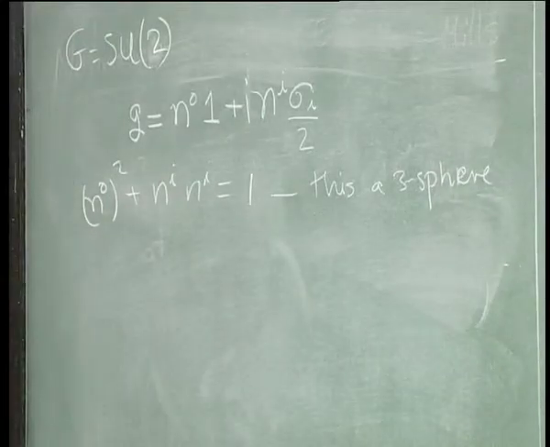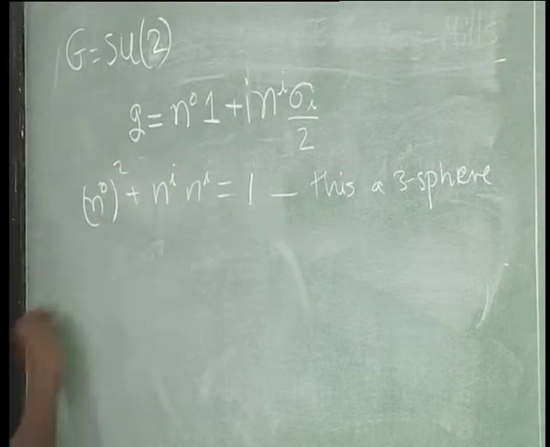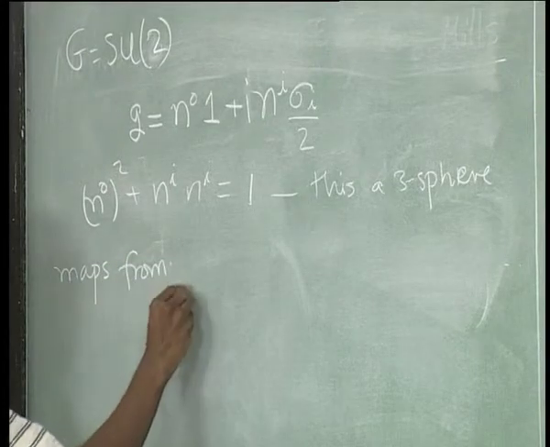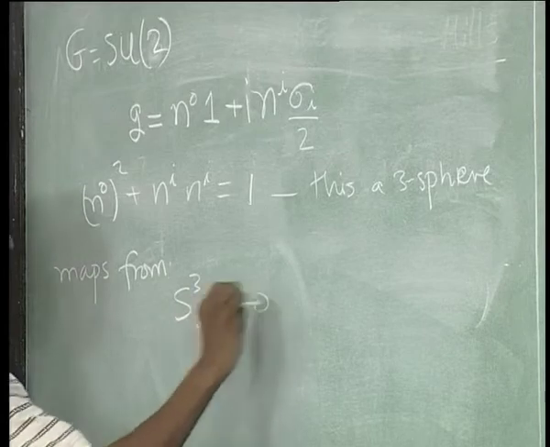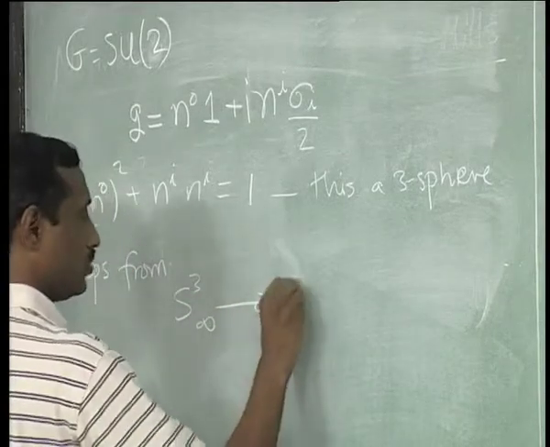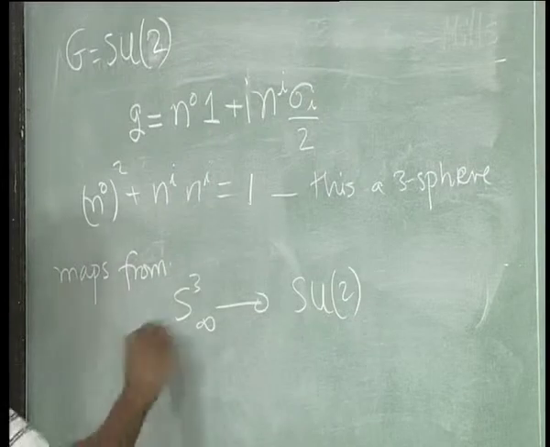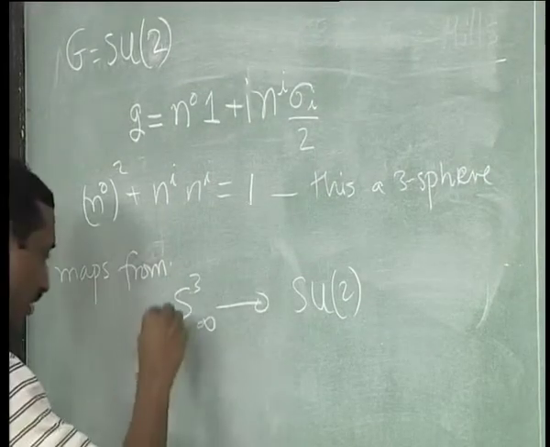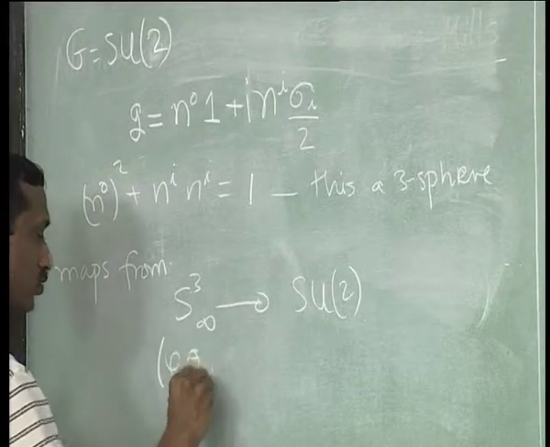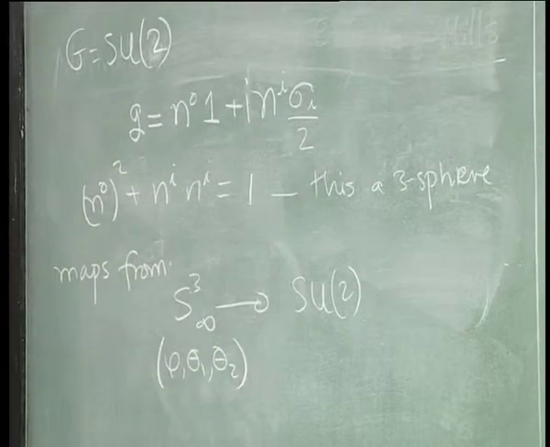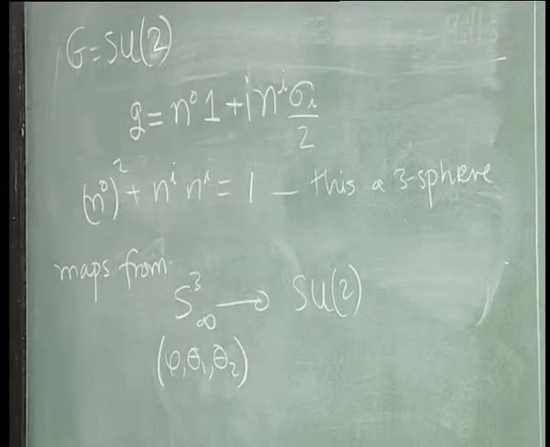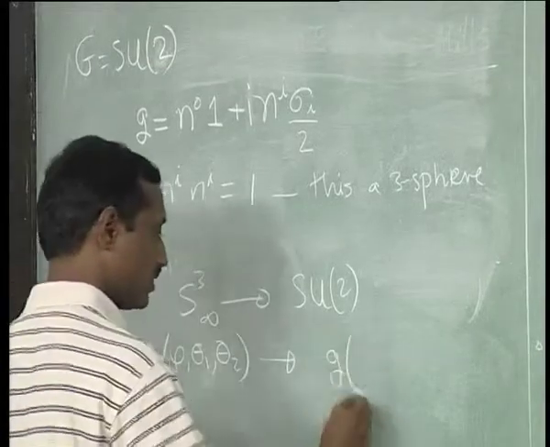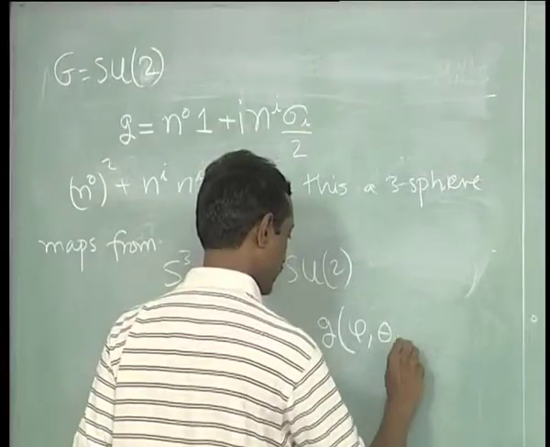Okay. So, we have maps. So, what we get here, we have to look at maps from S3 spatial infinity to the group SU2, and so let us choose some coordinates on S3. I will call them phi theta 1 theta 2, you will see why I am choosing this, and this would go to a group element which would be some g of phi theta 1 theta 2.